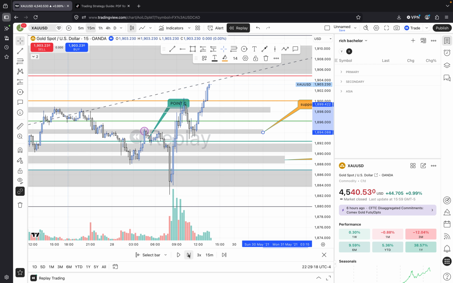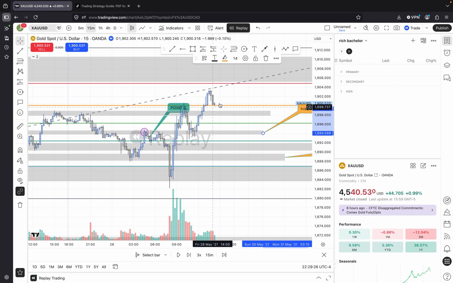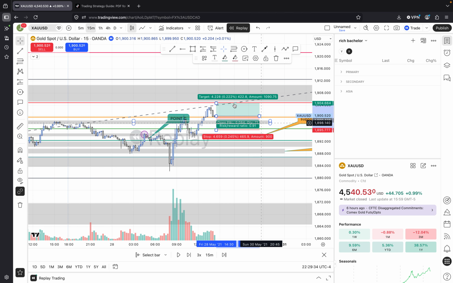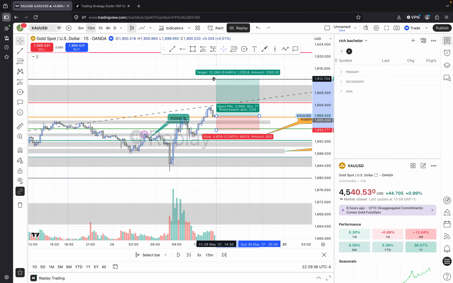And I think it's gone. Yeah, I think it's gone. Cool. All right. So here we look like it's getting ready to have a lower high formed. I'm going to have my buy here. I'm going to have my stop loss here. And I'm going to have my take profit here.